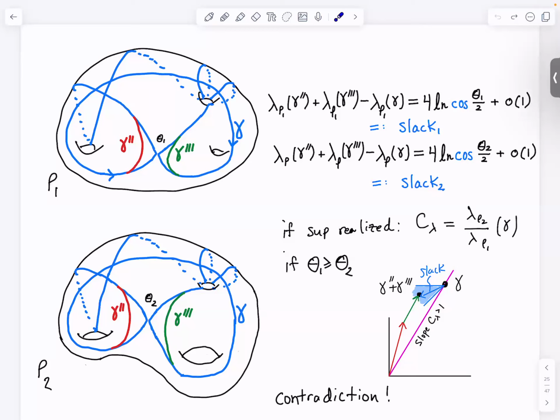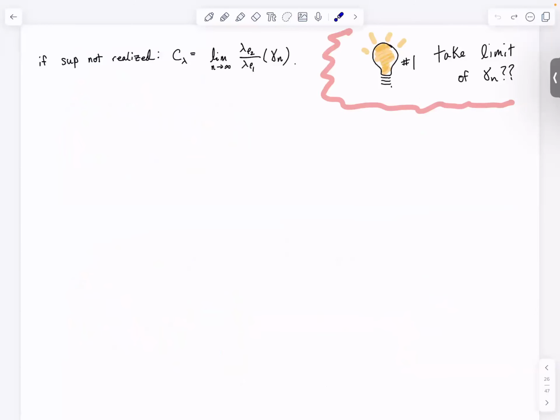Okay, so this works. But more importantly, you might say, Jeff, what if the sup is not realized? Probably it isn't, right? In fact, probably it is. That's another story, but certainly there are many times where it is not realized. So what do you do? If the sup is not realized, then C lambda can only be described as a limit of a sequence gamma n of steeper and steeper length ratios. So we return to big idea number 1. We'd like to take the limit of these gamma n's.